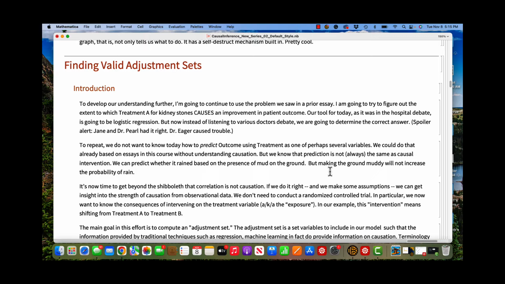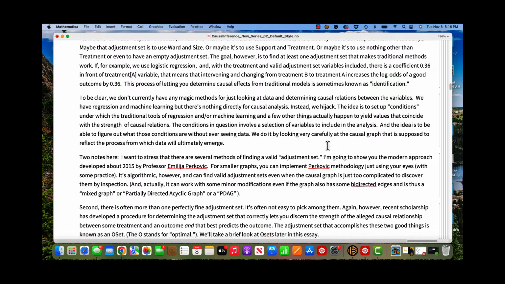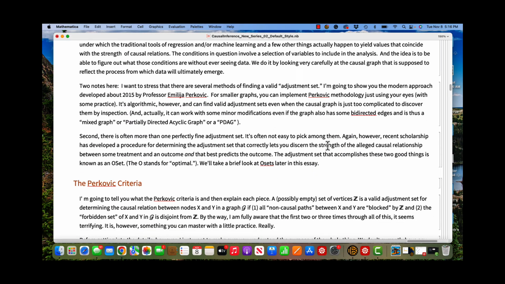Instead, you can just look at data after the fact. So the main goal of this part of the video is to figure out how to compute an adjustment set. And you can think of that as what other variables to include in your regression so that you can then use those variables plus the variable that you're trying to determine the causative nature of as basis functions in the regression.